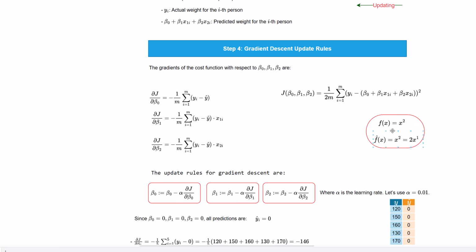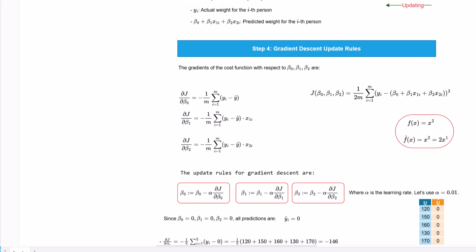Let's consider f of x is equal to x squared. For the first derivative of this, you will have to move the 2 to here, and x will be 2 minus 1, so 2x. This is the derivative of x squared. It's the same as here. You can try to ignore this. Let me just focus on this part here.